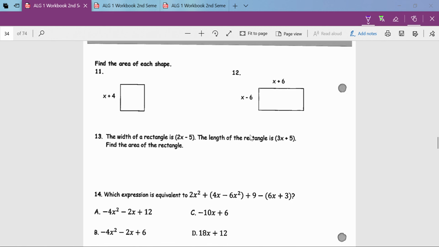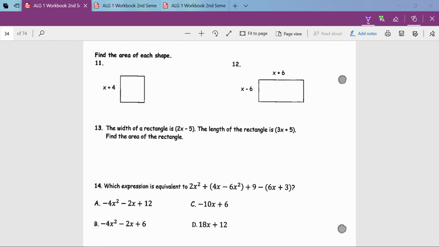I do want to let you know that it's asking for area. We know area is length times width. Well, here they're giving me a square, so I know in a square all sides are the same, so the length and the width are the same. And here they're giving me the length and the width. Careful, one is a minus, one is a plus.